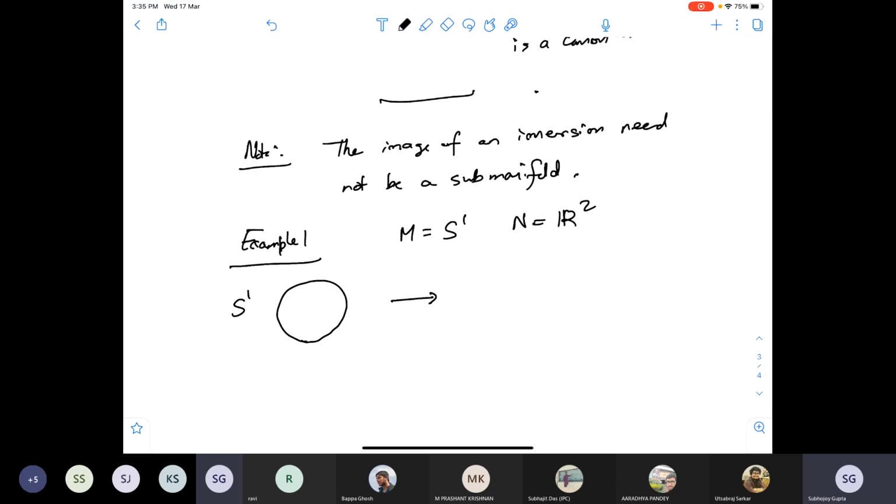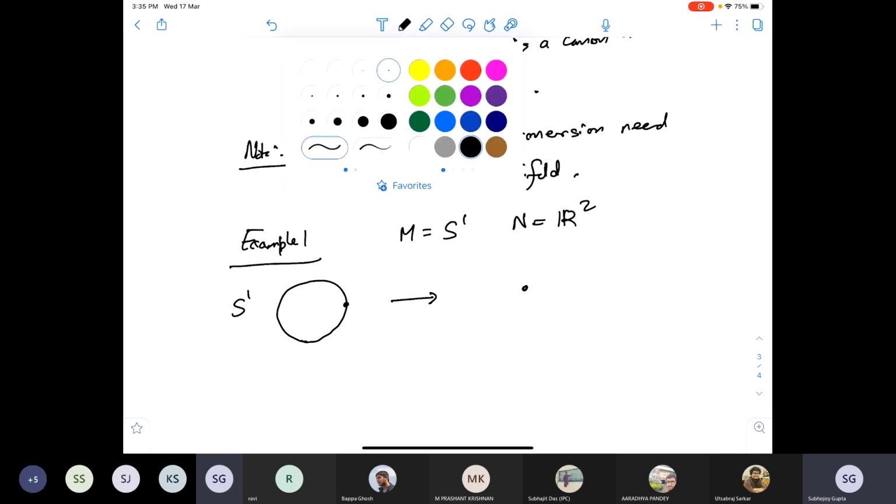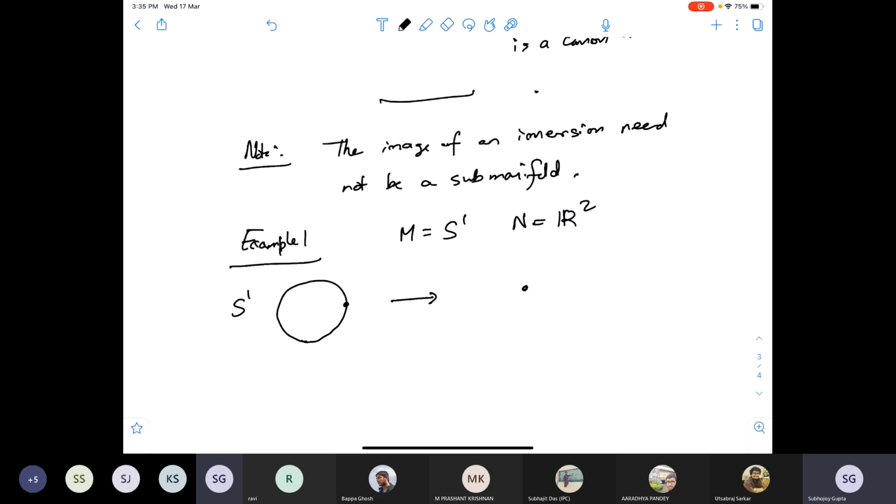What you can do is you can have a map. Let's say it starts at some point, it maps it there, and then you traverse the circle, let's say in the counterclockwise direction. And while traversing, your image traverses in the target like this and becomes a figure 8, and you come back and then you repeat yourself. Okay, so this is an example of a map from S1 to R2. I'm sure you can write down an explicit such map which does something like this.